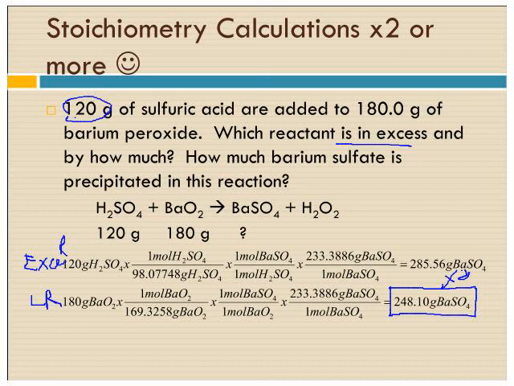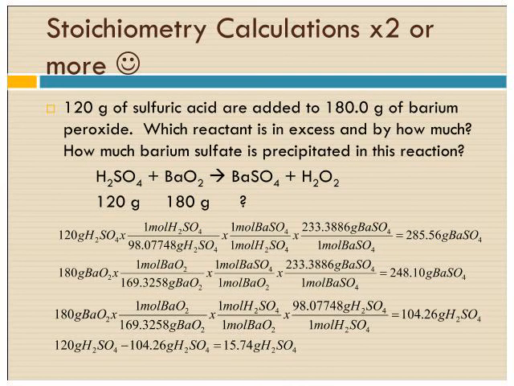So in this case, you get to do stoichiometry one more time to find out how much sulfuric acid is needed to react with the 180 grams. So we've got a new question mark over here. Alright, so here we go. We have 180 grams of barium peroxide. We do all the stoichiometry, and we're going to use up 104.26 grams of sulfuric acid.